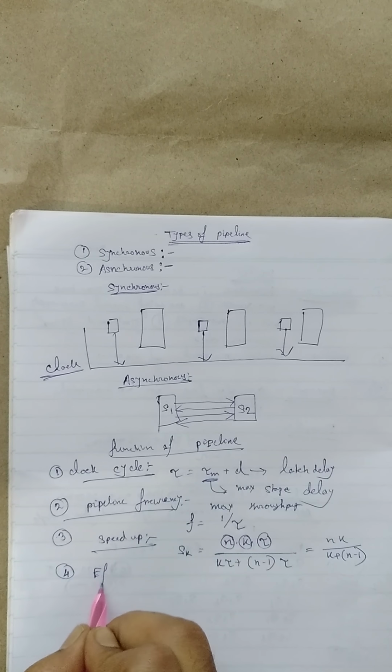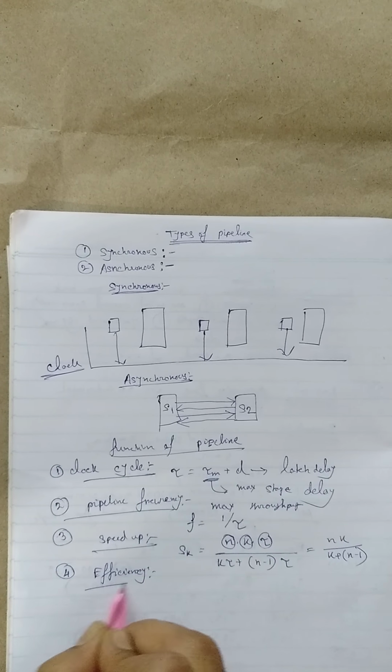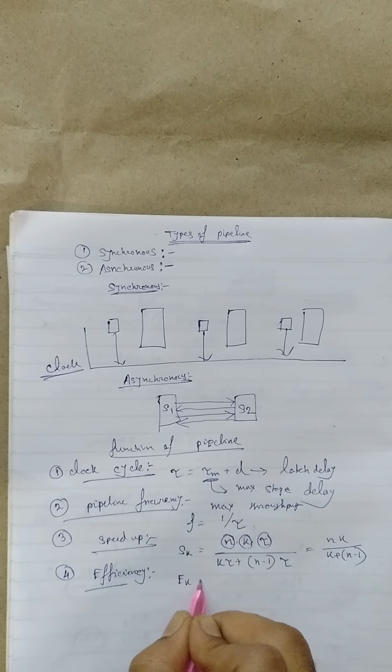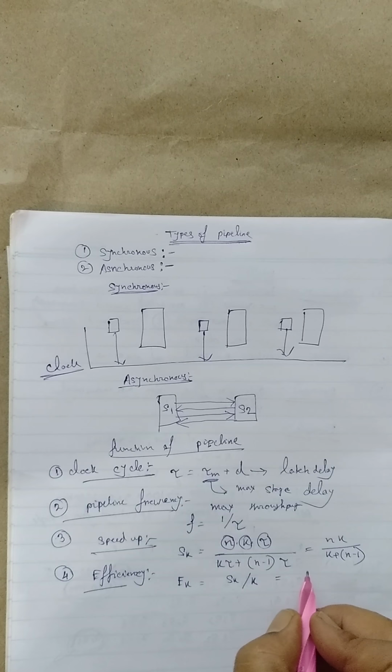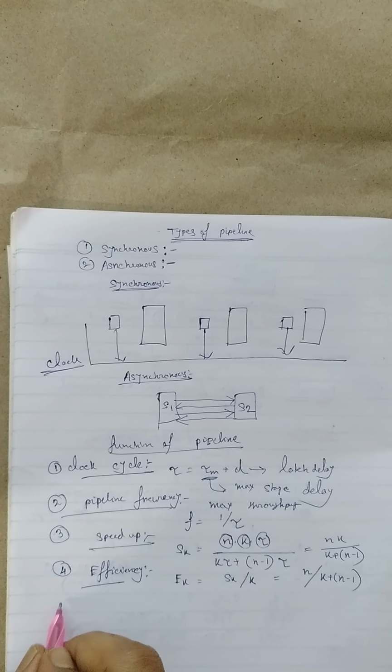Number 4, efficiency. What is efficiency? Percentage of busy time span over total time span. It is defined as Ek, which means Sk by k. After simplification, putting the value, we'll get n by k plus n minus 1.